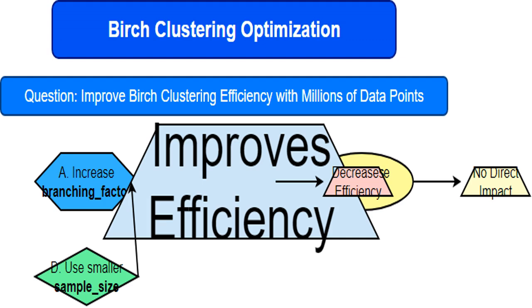Also, using a smaller sample size to build the initial tree significantly cuts down on initial computation time. This is like working with a smaller, more manageable subset of your data first. You'll have a faster initial calculation.